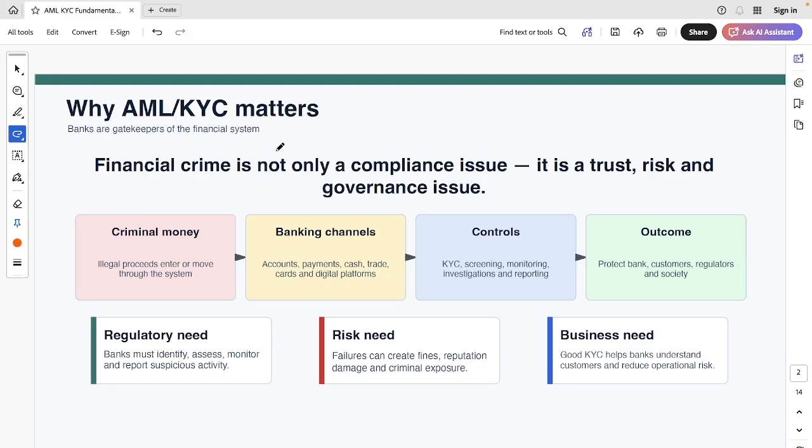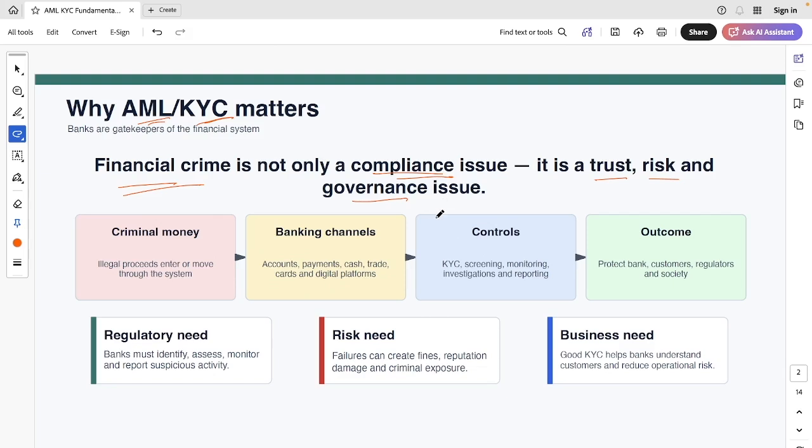Okay, now that we know what the topic is going to be for today, let's first understand why AML and KYC matter so much for banks. You must have heard about financial crime. Financial crime is not only a compliance issue today in the banking world. Many beginners think that AML is only about regulators and penalties, but in reality, anti-money laundering is about trust, risk, governance, reputation, and social responsibility.